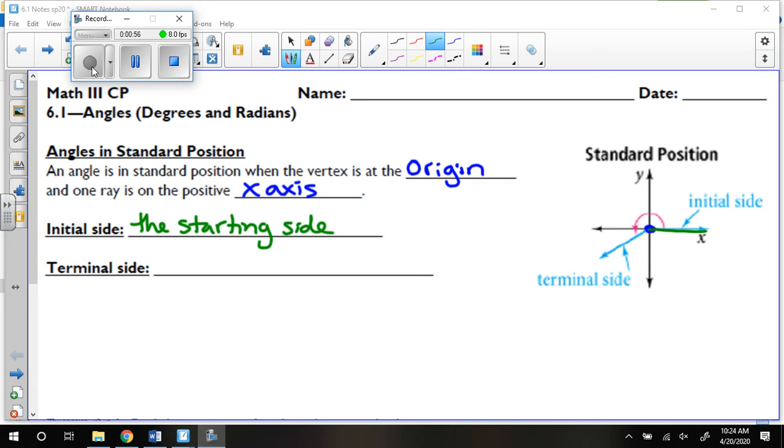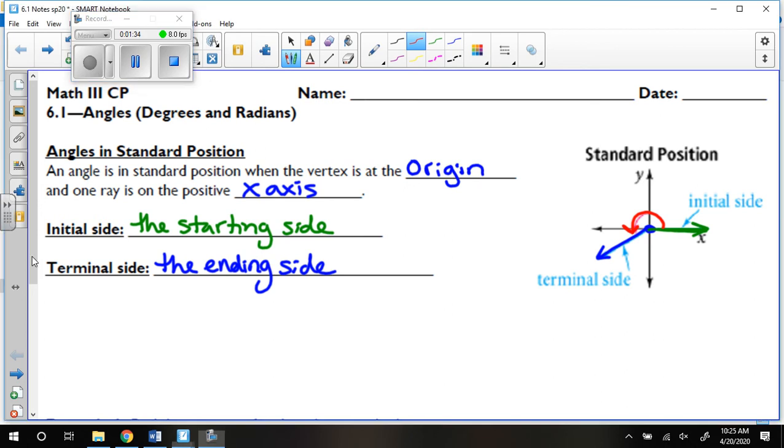Okay, so that's this side right here. Your initial side is on the positive x-axis. It's where the angle starts. Okay, and then you've got your terminal side, which is the ending side. And that's this side over here. So you've got your initial side, which is where the angle starts, and then your terminal side, which is where the angle ends. If you look, there's an arrow showing which direction this angle is moving.